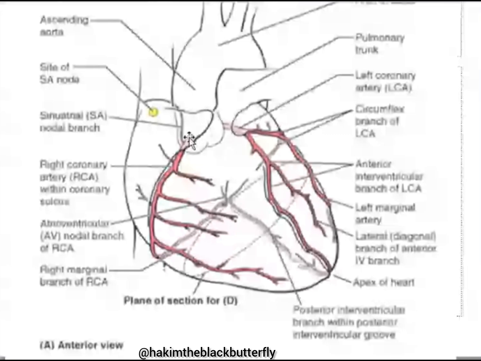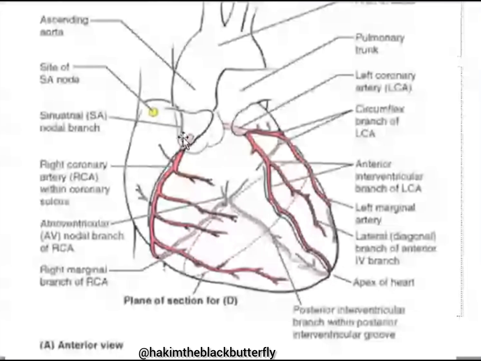After originating from the aorta, there are very many branches, but after originating from the aorta, it gives off this very important branch known as the sinoatrial nodal branch, and I don't need to tell you what it supplies. It gives off the sinoatrial nodal branch, and you see where it is going and you see what it supplies.